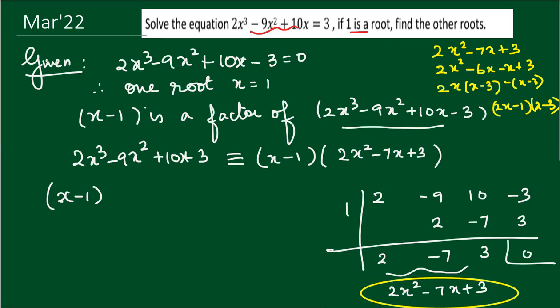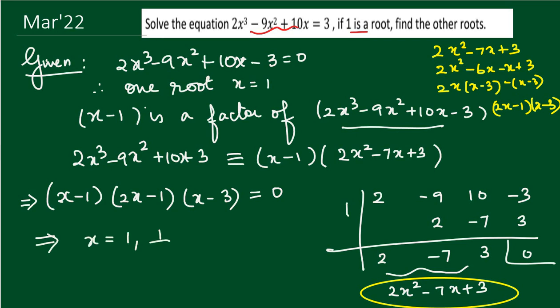So the factors are 2x minus 1 into x minus 3. So I can write here the given equation is equivalent to x minus 1 into 2x minus 1 into x minus 3 is equal to 0, which gives us x is equal to 1, 1 by 2, 3. These are the roots of the given equation.